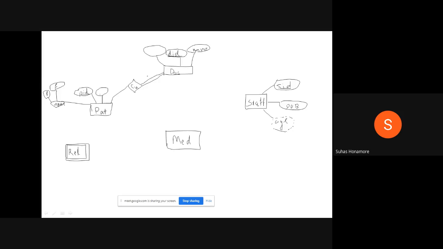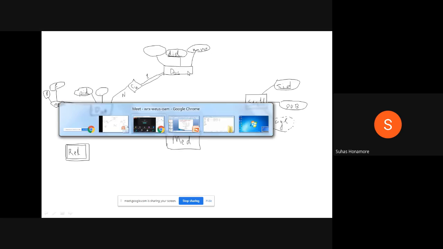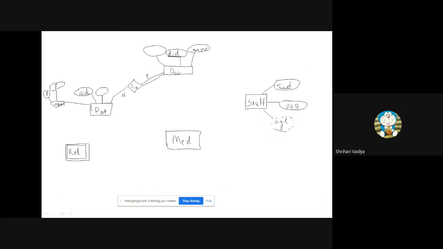Cardinality ratio is nothing but how many patients will visit how many doctors. So here I will say n number of patients will visit one doctor, so one doctor will see n number of patients. Or can we say one patient is visiting n number of doctors? It depends, correct. It depends on whatever problem he has.